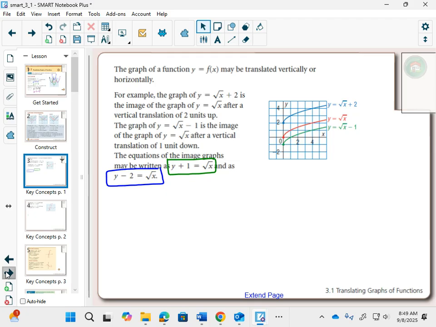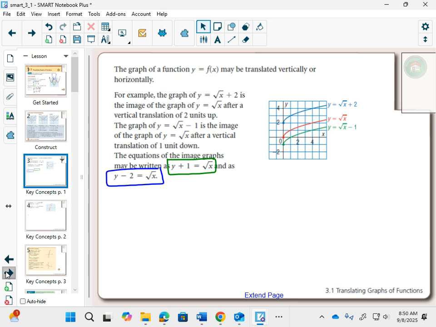So, something to be aware of. That number could be on either side. It's simple arithmetic to move a number from one side to another. I'm going to mainly deal with all the numbers on the side and y by itself. So then when I see the plus 2, it goes up 2. Here, it's y minus 2.